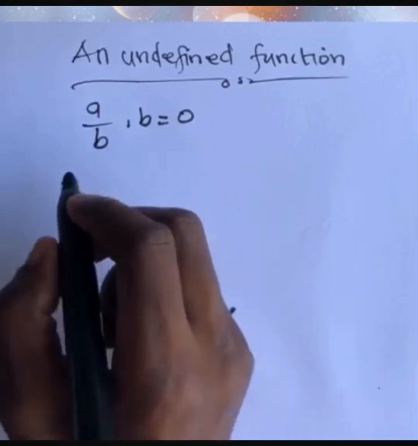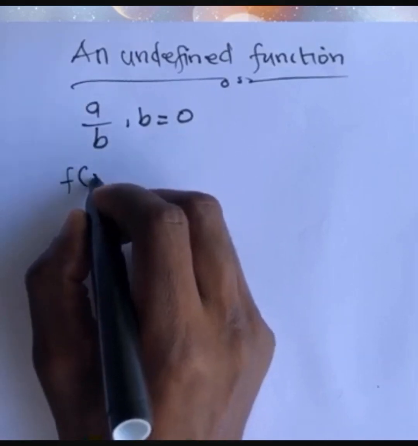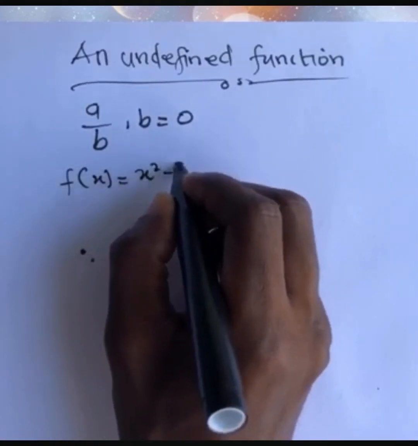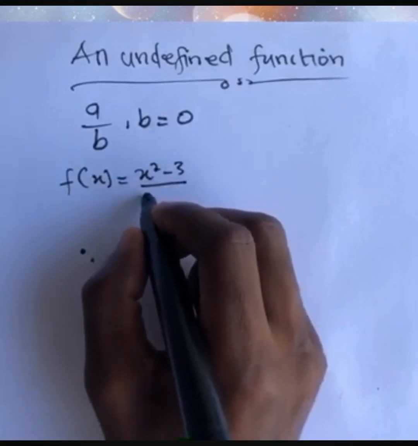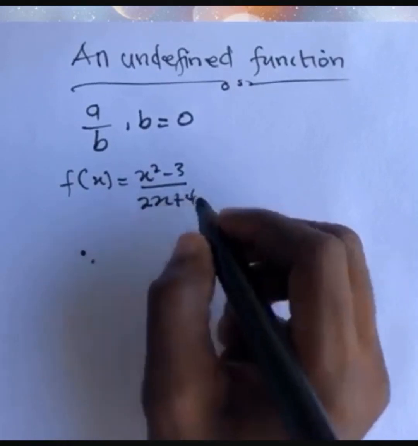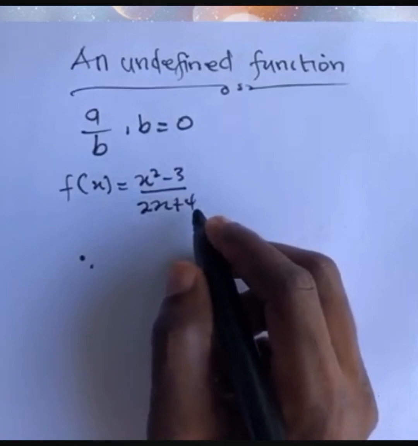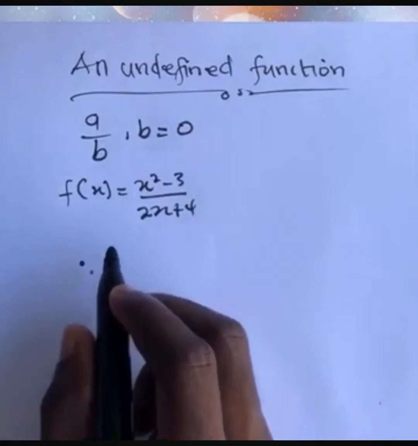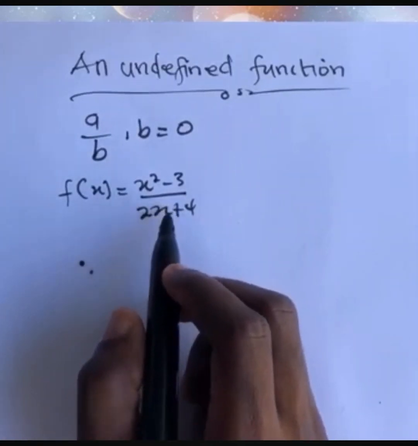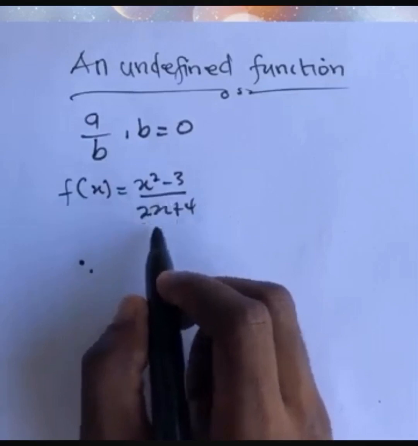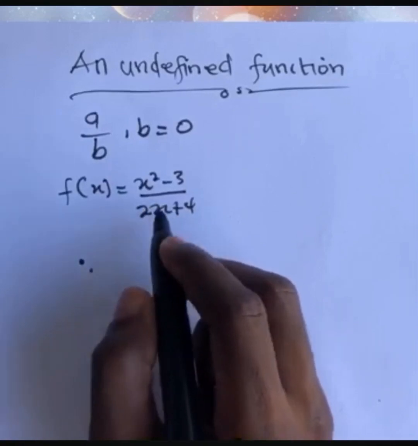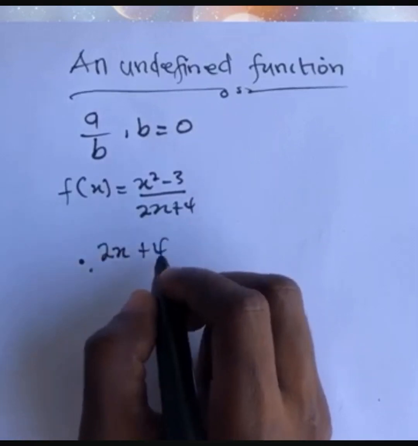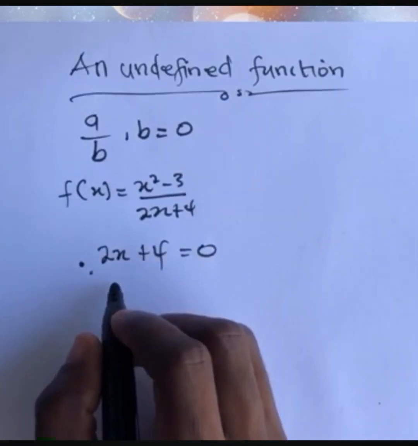If I have f of x equals x squared minus 3 over 2x plus 4, and we want to find the value of x that will make this function undefined, then I have to make sure that the denominator of this function is 0. So all I have to do is take the 2x plus 4, which is the denominator, and equate it to 0. Then I solve for x.